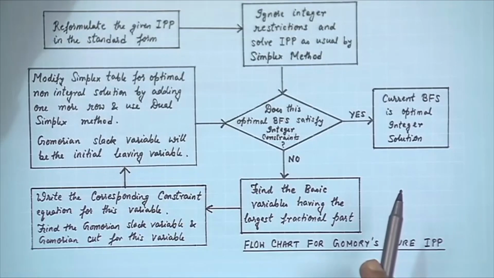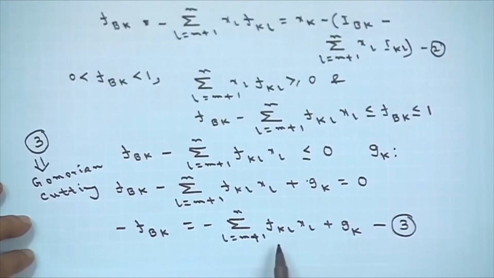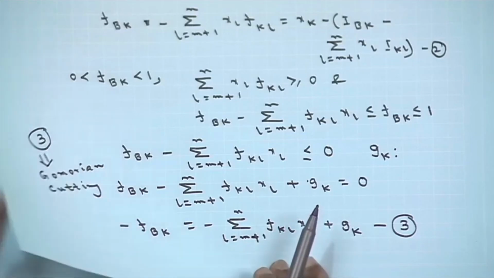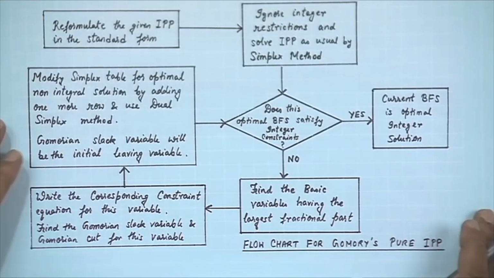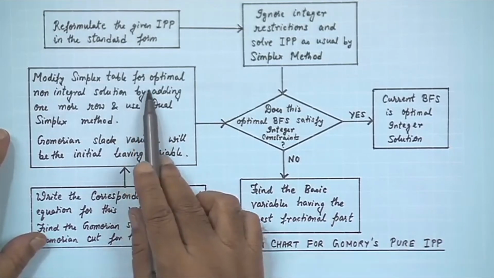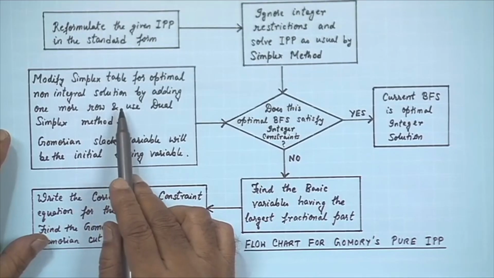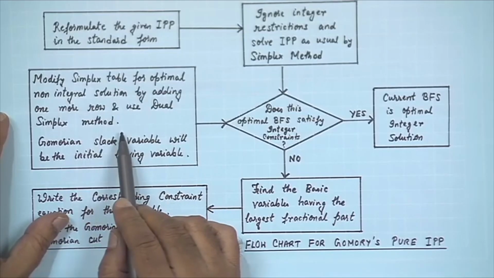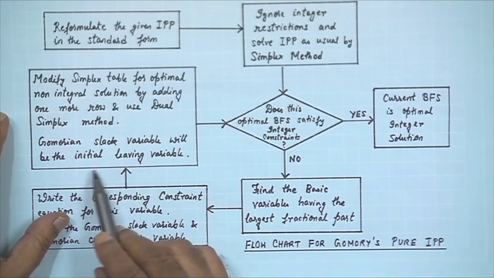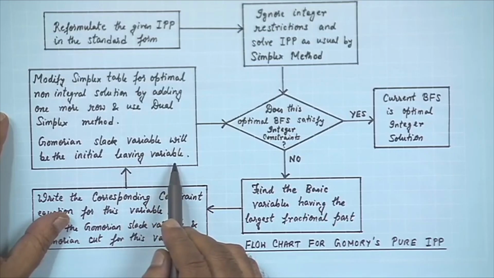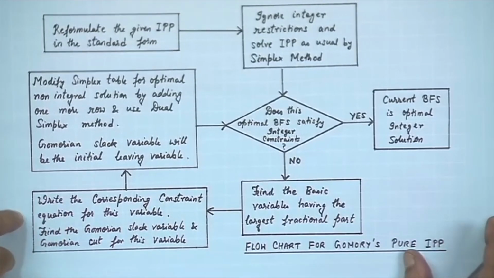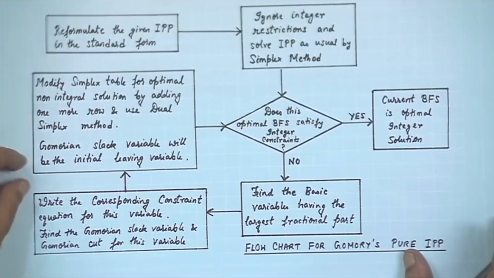Because in the last one, if we have shown here the value of the integer, the value of the basic variable will be negative. So, I cannot solve it by the normal simplex method. That is the reason we are writing here: modify the simplex table for the optimal non-integer solution by adding this one more row and use the dual simplex method. The Gomory slack variable will be the initial leaving variable in this case, and then you repeat the process as we have done earlier. So, these are the basic steps which we will use.